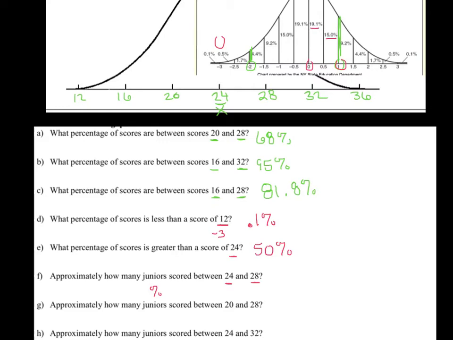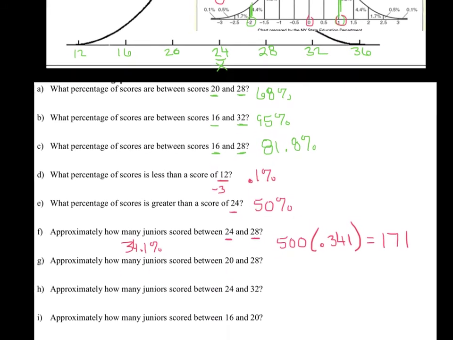We got about 34.1%. Now, keep in mind, they said there was 500 kids that took this exam at that particular high school. So I'm going to say there's 500 kids times 0.341. Don't forget to move the decimal on that percentage. And when I type that in, I ended up with 170.5. If I round up, that's about 171 students that scored between a 24 and a 28. All right, next question up.